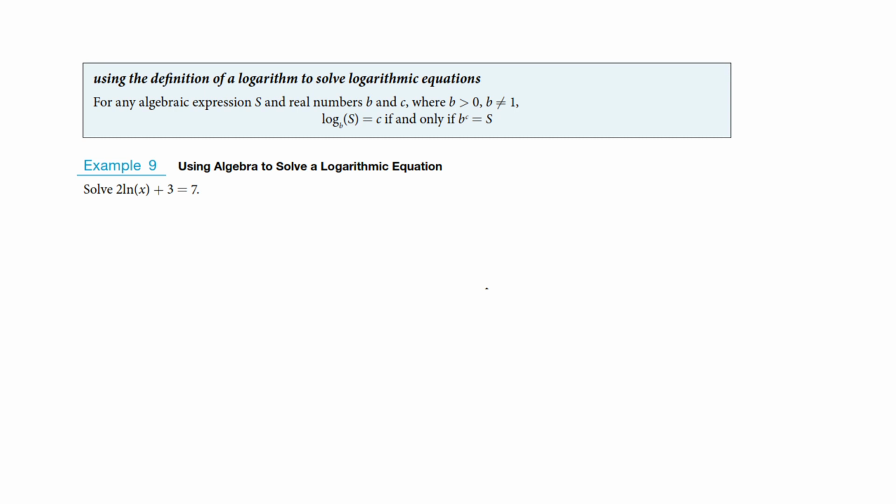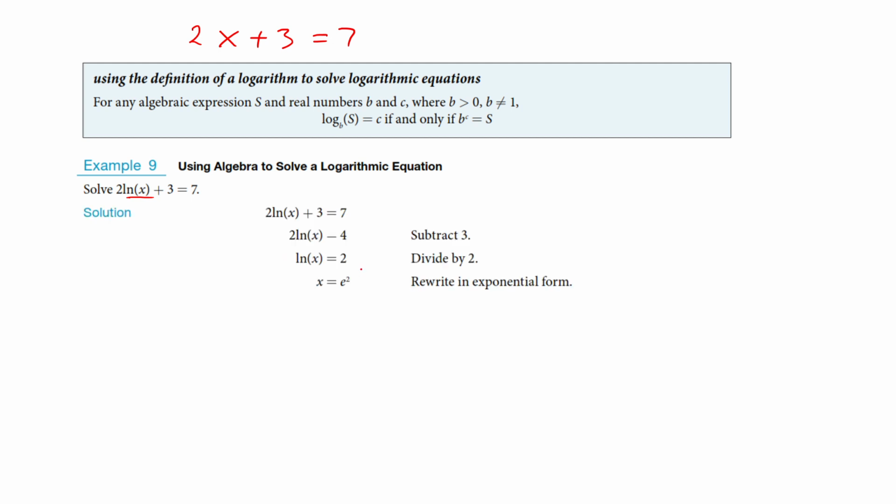Okay. So this is going to be the same idea. First of all, I have a problem area, this natural log of x. So what I want to do is get that alone. I'm going to do all the normal stuff as if this was 2x plus 3 equals 7. So I'd get rid of the 3, divide by the 2. Okay, so I've done that here. So I did all my early steps. Now, we have ln of x equals 2.